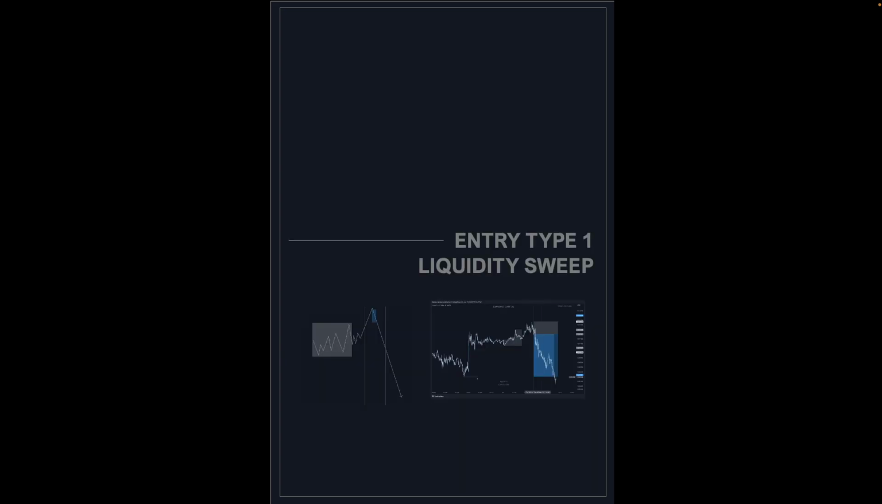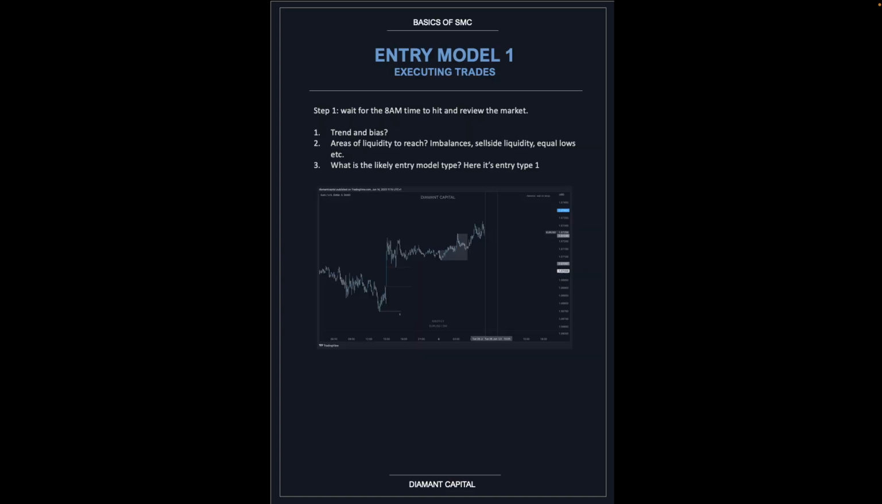So let's get into one example that I really want to show you step by step. This one's going to be the entry type 1 as an example in the market. So looking at this one right here, step 1 is this. We wait for 8 a.m. to hit and then review the market. So first things first, we review the trend and the bias. Areas of liquidity reach, do we have imbalances? Do we have sell side liquidity, equal lows, etc., etc.? And what's the most likely entry model type?